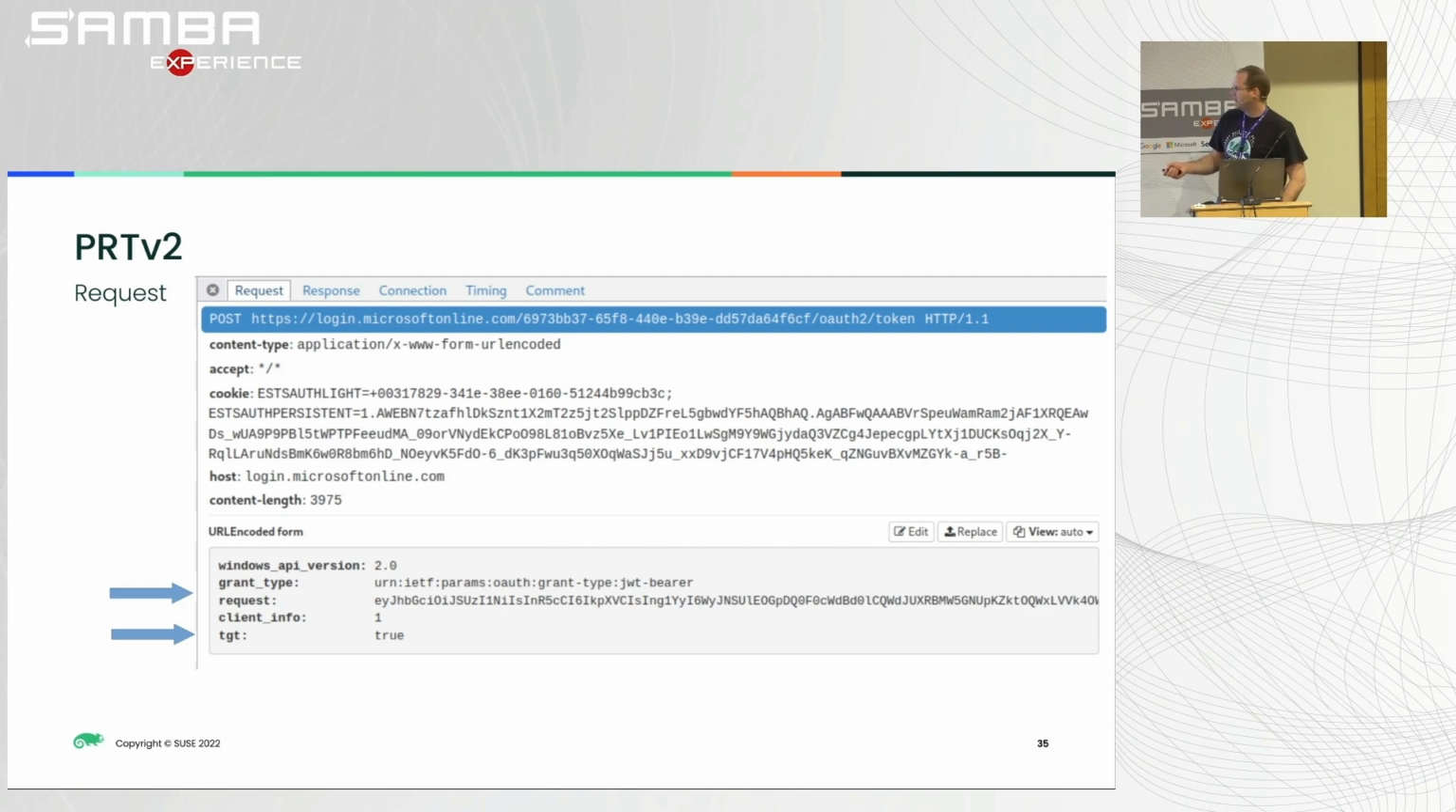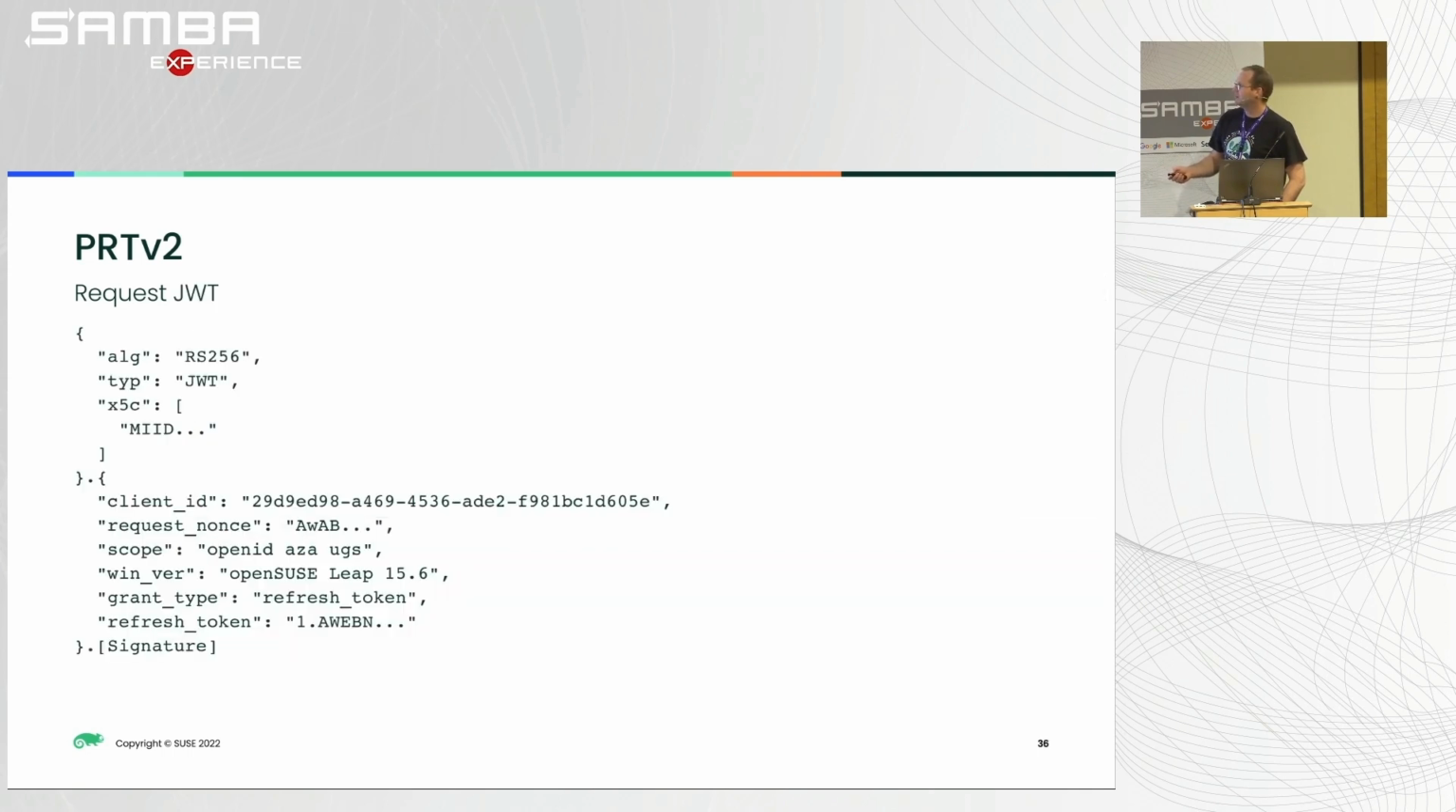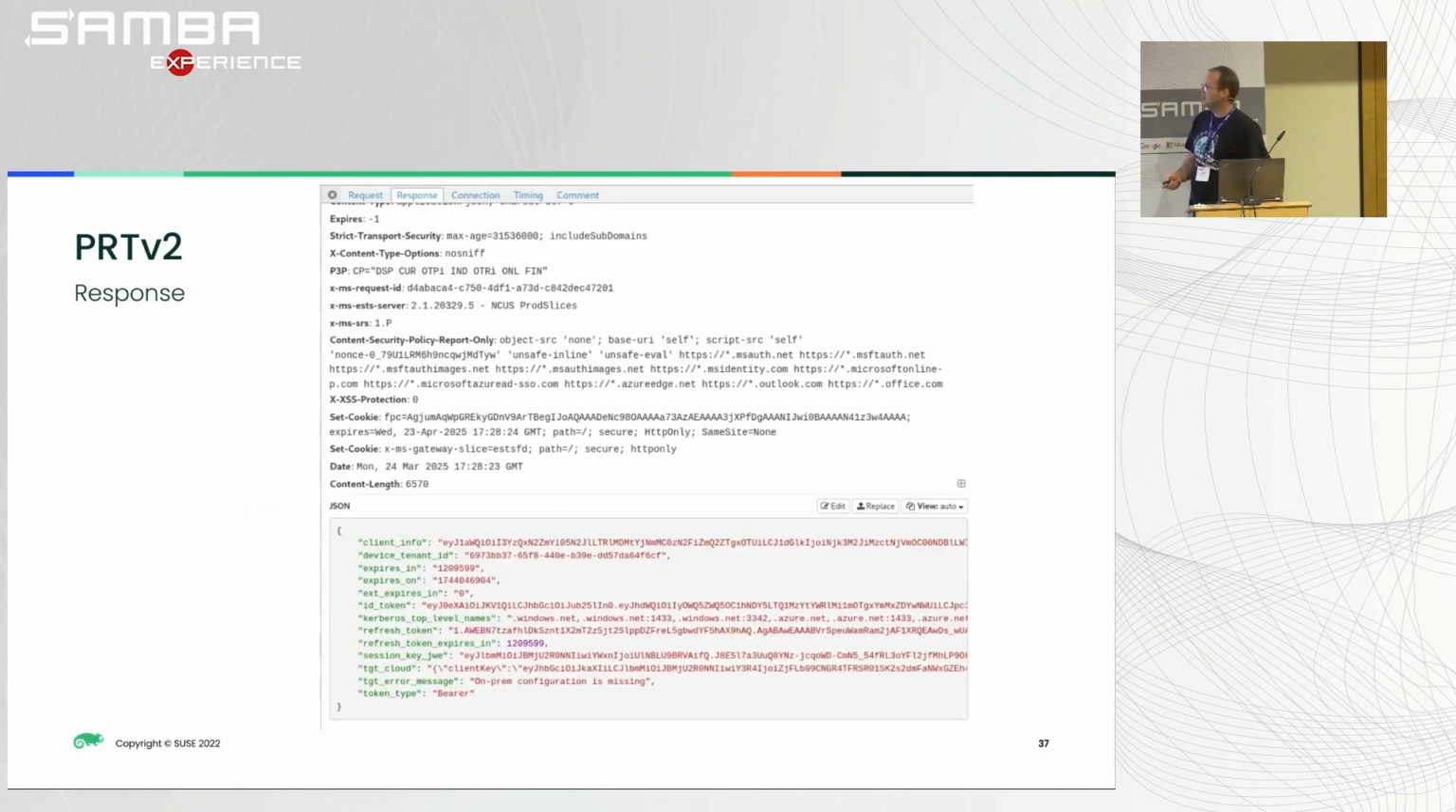The request here I wanted to point out is a JWT. I will show you the JWT on the next page, and then of course the TGT request. That flag just says, I want a TGT in the response. This is what the request JWT looks like. You specify a client ID. This particular client ID is the broker client. You've got your nonce, a set of scopes. I forget what these mean, but one of them means that you want a PRT response. My Windows version is OpenSUSE. Grant type: it's a primary refresh token, but we request it and specify that it's just a refresh token, and that's on purpose.